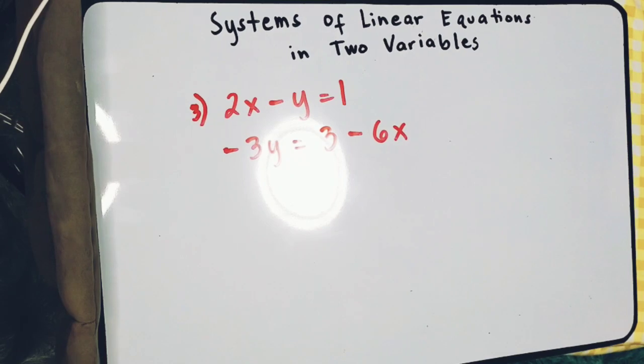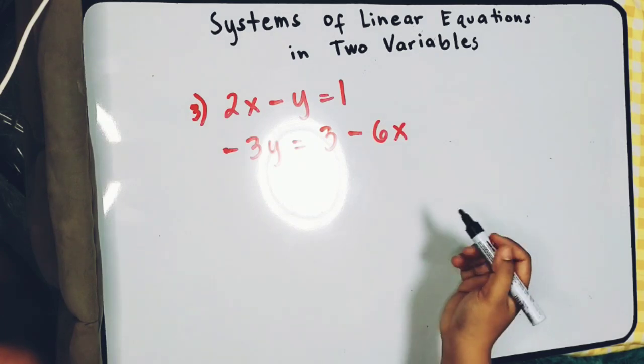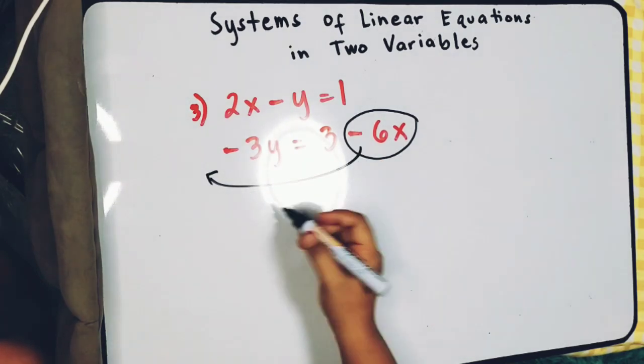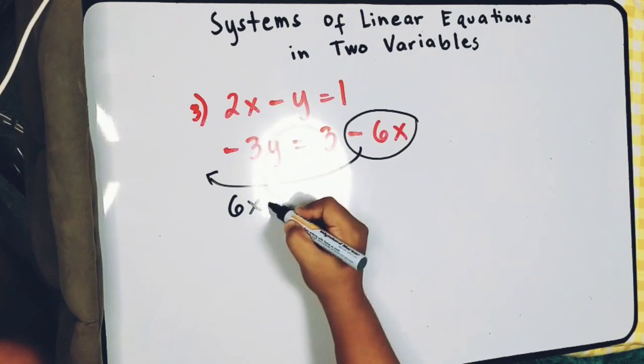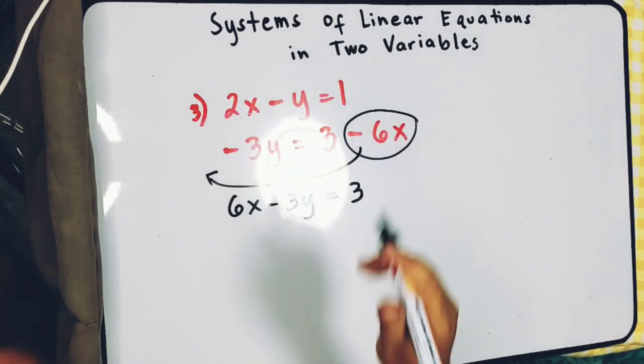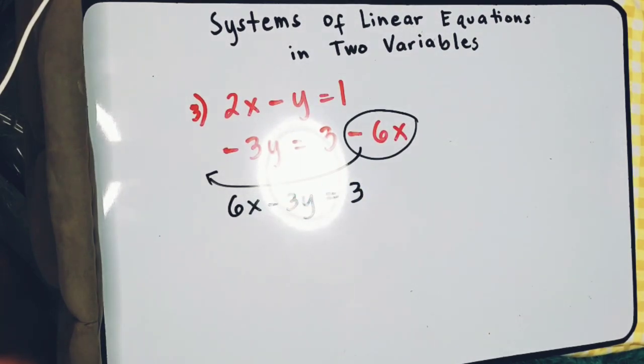Third example, we have 2x minus y equals 1 and negative 3y equals 3 minus 6x. So again, first, check if they are already in standard form. Now, if you will notice, the second equation is not yet in standard form, di ba? So, what we're going to do is transpose first negative 6x to the left side of the equation. So, it will become positive 6x minus 3y equals 3. Okay? Yung first equation, hindi na naman natin babaguhin kasi naka-standard form na siya.